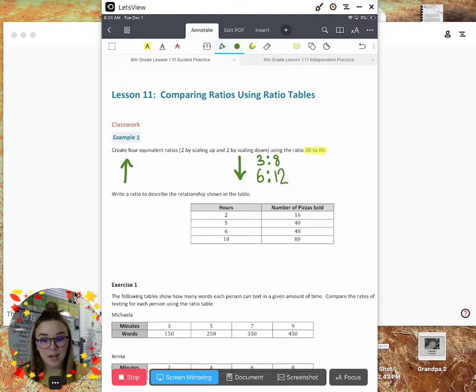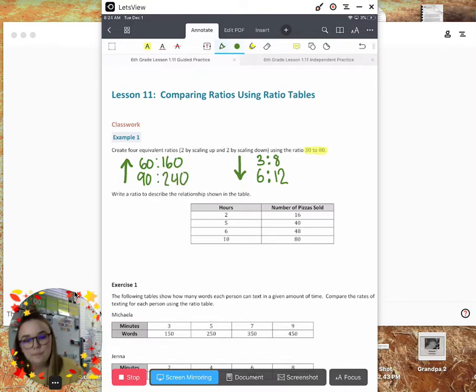Then to scale up, I'm going to take that ratio, 30 to 80, and I'm going to multiply both numbers by 2. And I'll get 60 to 160. Then to scale up again, I can multiply that ratio, 30 to 80, times 3 and get 90 to 240. All 4 of those ratios are equivalent to this ratio of 30 to 80.